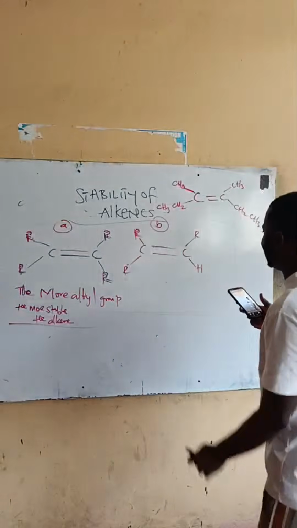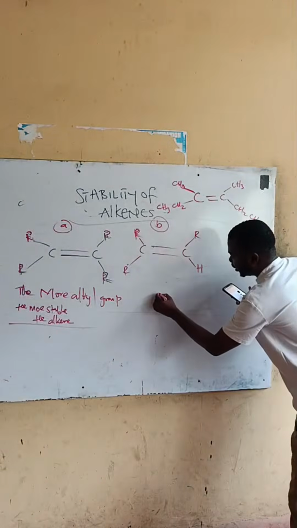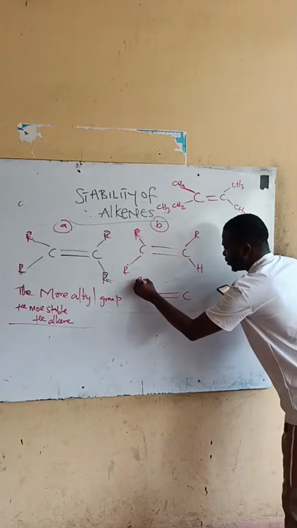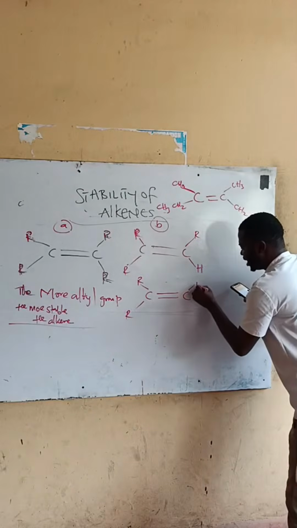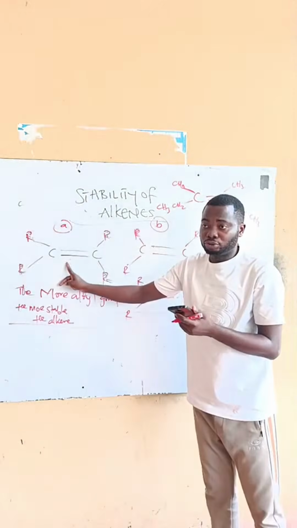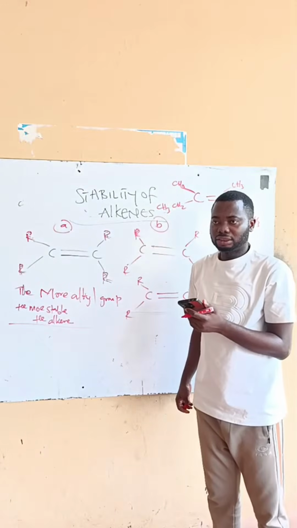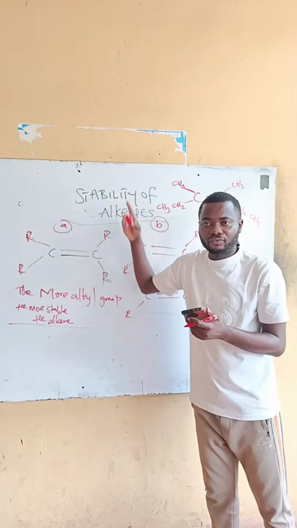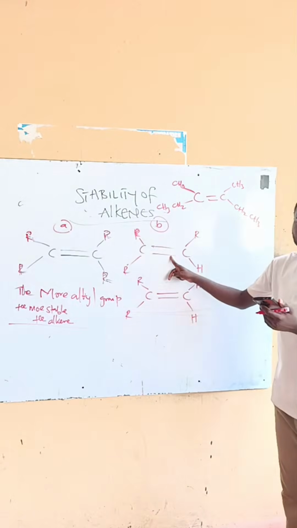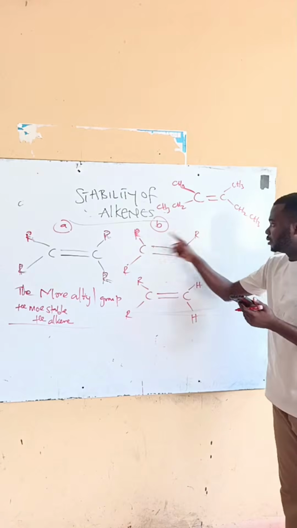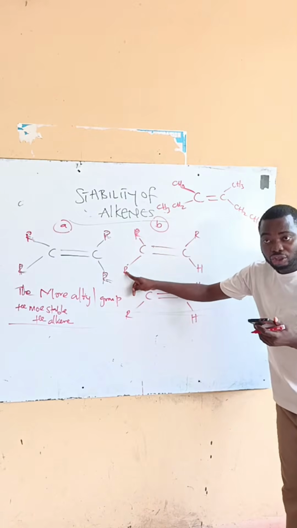Let's see another dimension. C, R, H, and H. This is tetra substituted. What's the meaning of tetra substituted? 1, 2, 3, 4. How many alkyl groups are there? 4. This one is tri-substituted. What's the meaning of tri-substituted? 1, 2, 3. 3 alkyl groups, right?